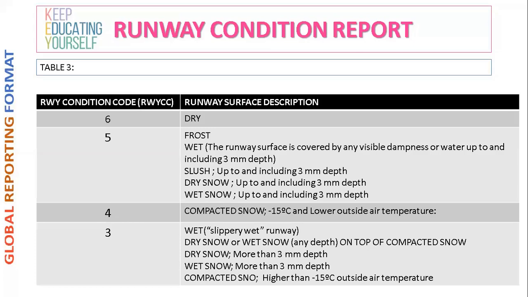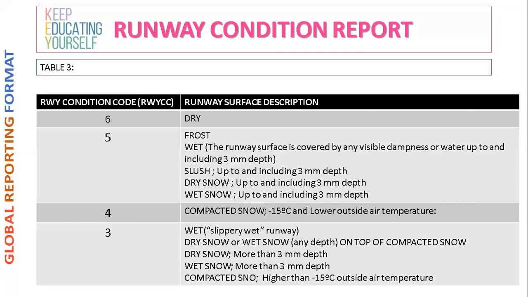6 means perfectly okay condition. And as we are going down, 6, 5, 4, 3, it means that it's now dangerous. It's not safe. Now see the second element, that is contaminate, dry snow or wet snow, of any depth, and which is on top of compacted snow. Simply you put runway condition code 3.